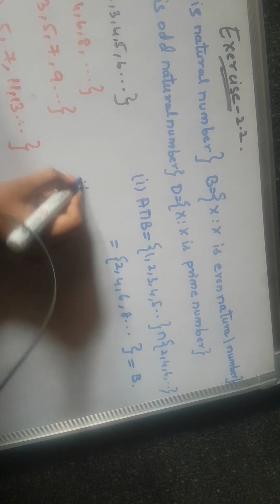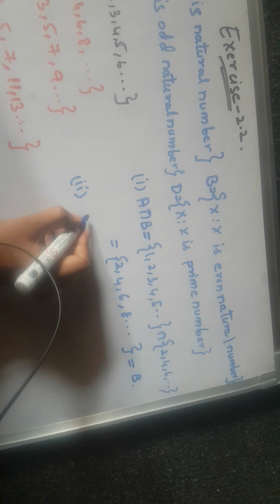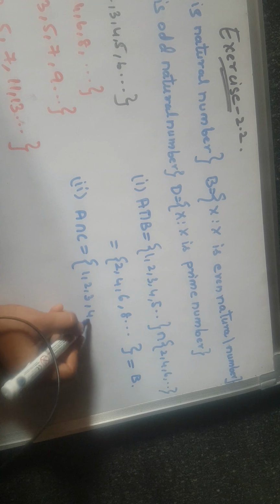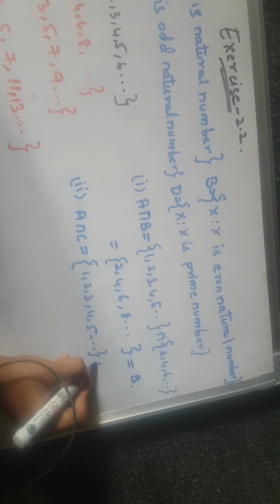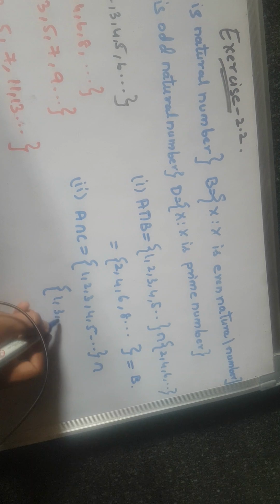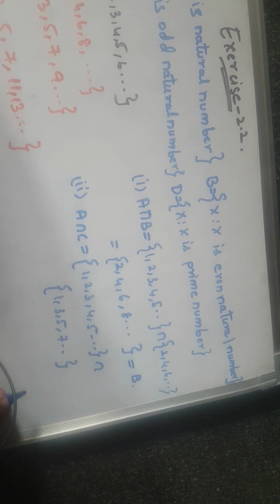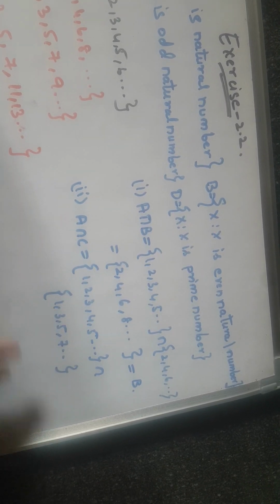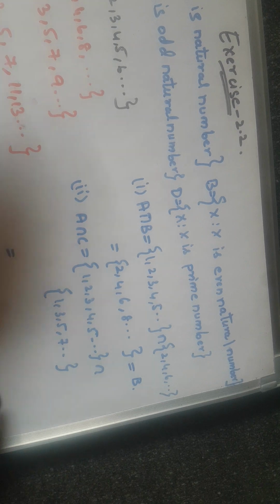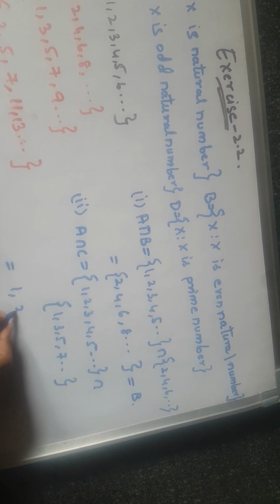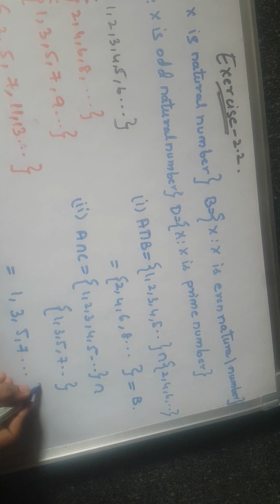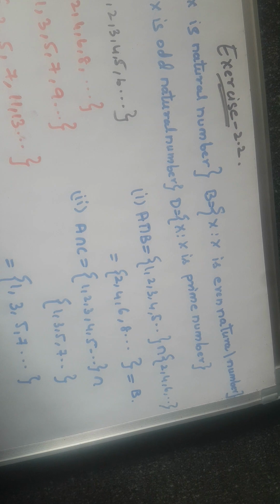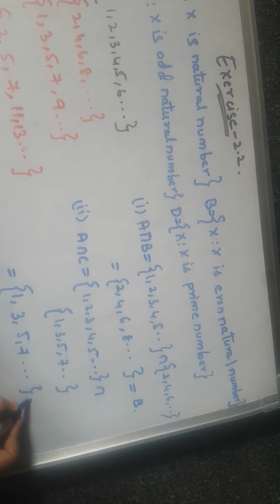Okay, the second one we have to find is A intersection C. What is the value of A? 1, 2, 3, 4, 5 and so on. Intersection, what is the value of C here? 1, 3, 5, 7 and so on. Odd natural numbers are present, so we are taking 1, 3, 5, 7. Then what is the value of A intersection C? 1, 3, 5, 7 and so on. Common elements are there, all the odd numbers are present in the natural numbers, so this value becomes C, no?